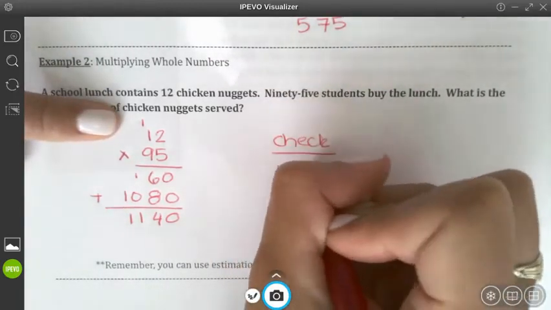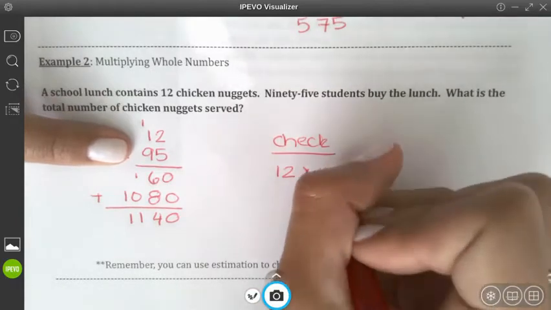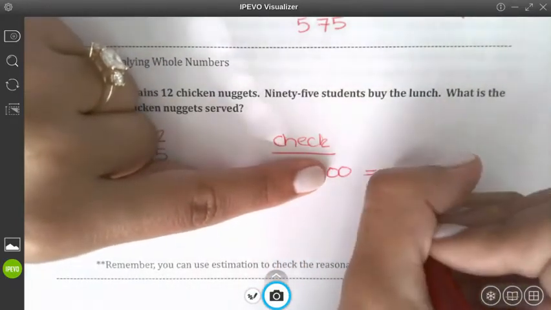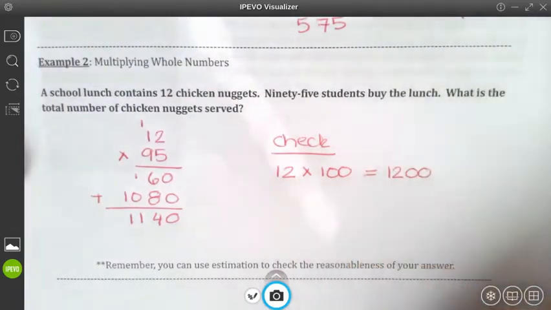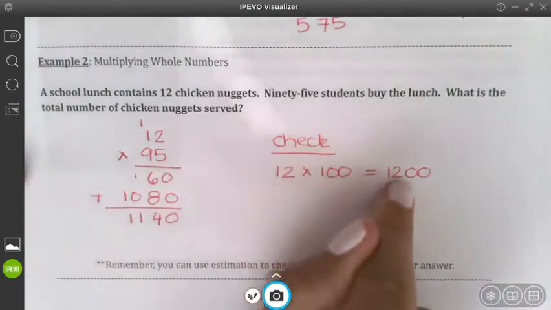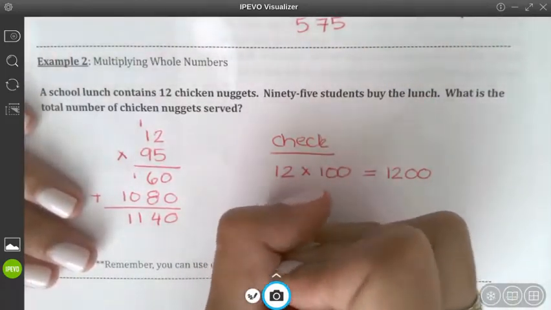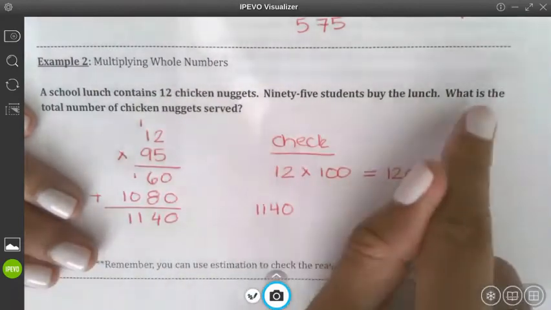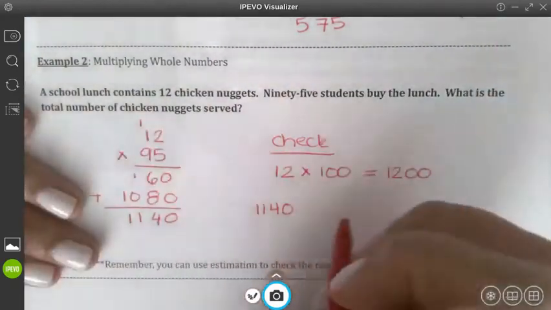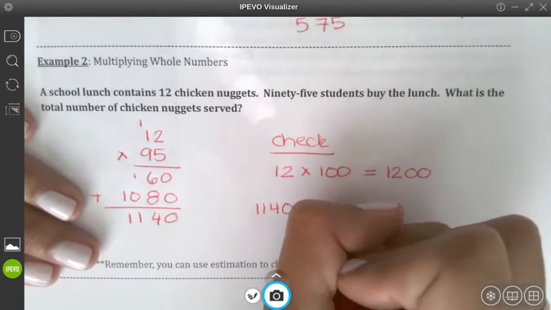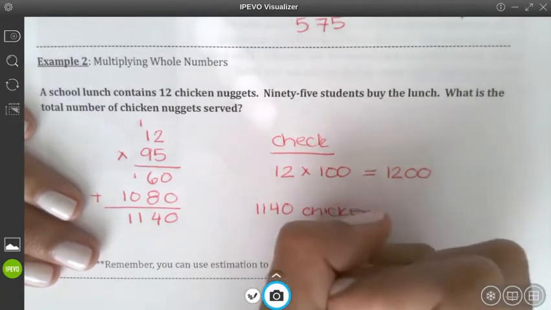Let's do 12 times 95 is really close to 100 students. Well, 12 times 100 is 1,200. Those are decently close to each other, so I think my answer is reasonable. So my answer is, answer the question, word problem, what is the total number of chicken nuggets served? 1,140 chicken nuggets.